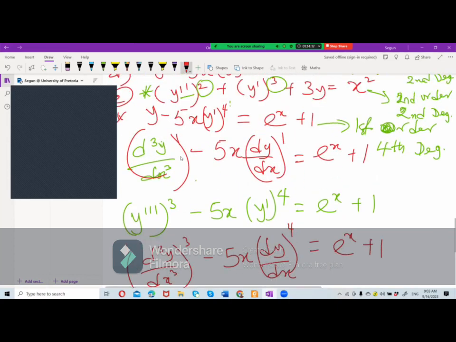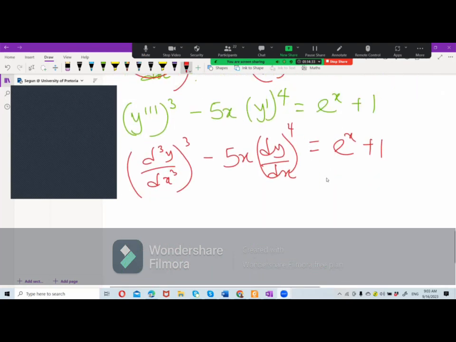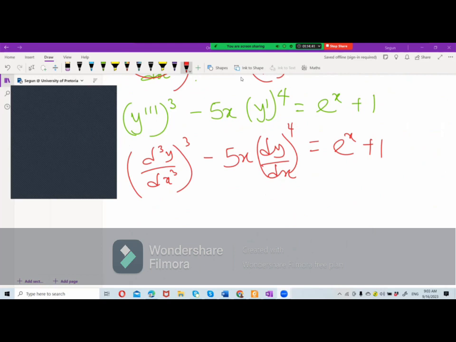Who else in the house wants to contribute to this? Okay. Now, let's explain to ourselves. This question says, how many orders do we have? It is clear. Okay, I can see a lot of us are getting it. The order in this case is third order, and third degree.